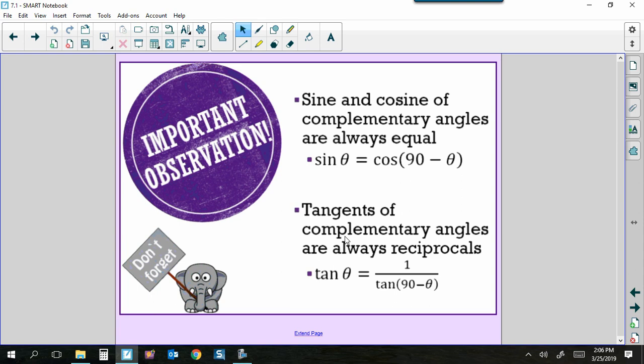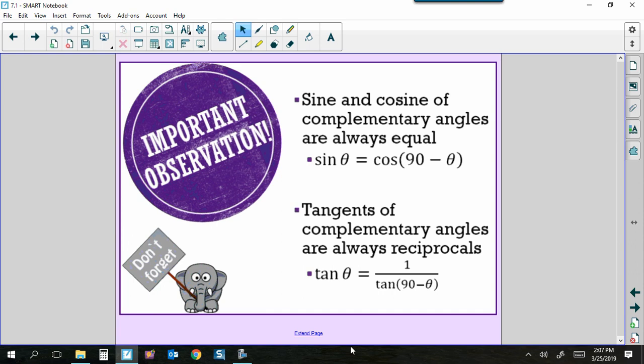Down here, hopefully you notice this as well. Tangents of complementary angles are always reciprocals. The tangent of L was 5 over 12. Well, the tangent of H was the reciprocal of that, so 12 over 5. So tangent of some angle theta, well, this is technically tangent over 1. What's the reciprocal of tangent over 1? 1 over tangent. So tangent of an angle is equal to the reciprocal of its complementary angle.